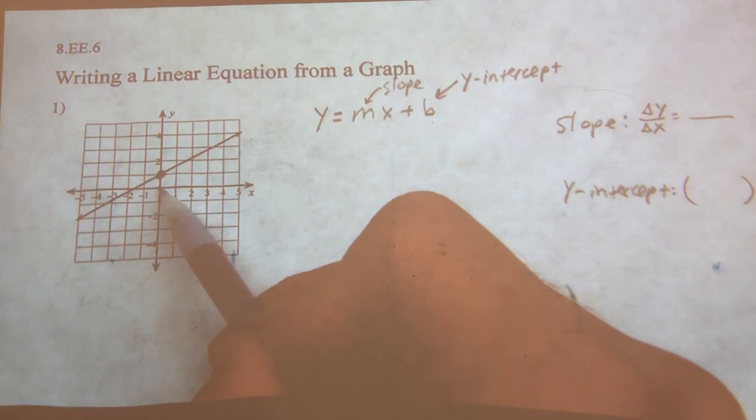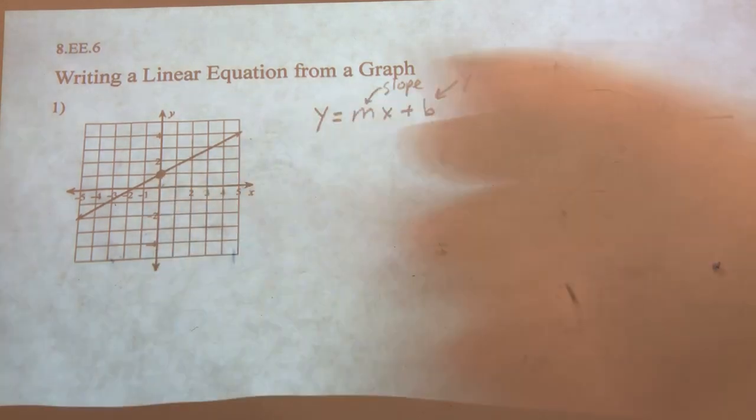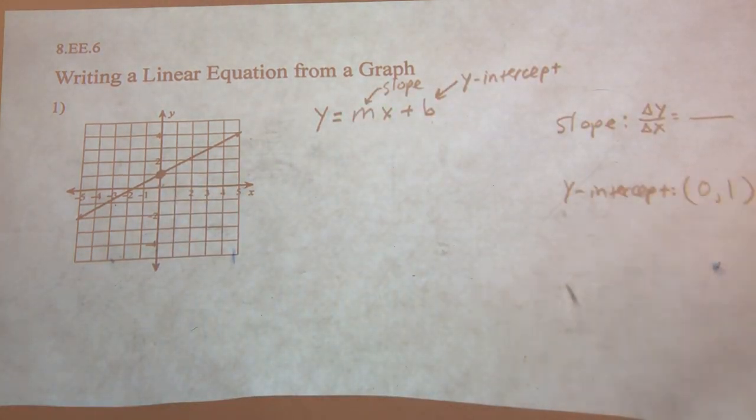The x-coordinate of a y-intercept is always 0 because it's not right or left. You start at the origin, go 1 up. So this is the point (0, 1). Point (0, 1). So that number is going to go right there. We'll put that there in a sec. Next, we find the slope.